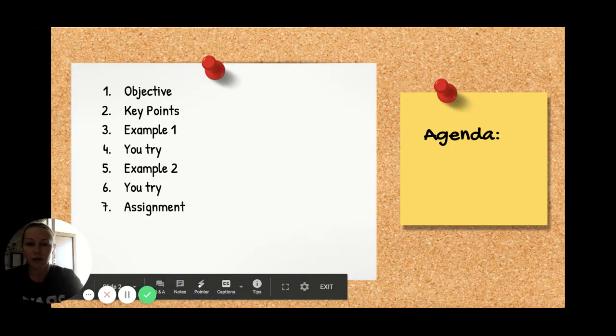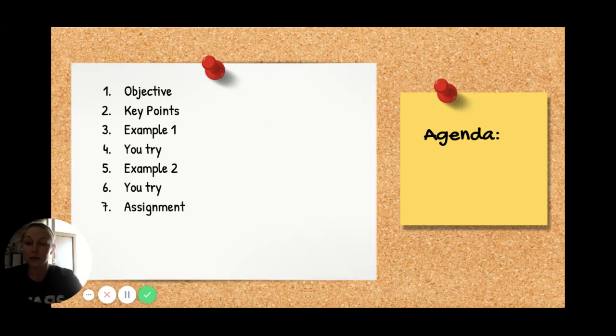Okay, so our first thing we're going to do, we're going to look at our objective. We have some key points and some things that we need to remember before we start looking at examples. There are also opportunities for you to try solving some of these problems on your own. When we get to the you try part, what I want you to do is pause the video, think about what the answer could be and try working it out. If you need to, write it down on a scrap piece of paper.